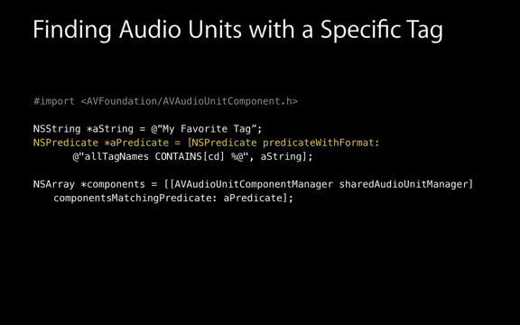To find an audio unit with a specific tag, in this example, I'm going to use the NSPredicate filtering mechanism. Here I'm defining a predicate. It says that the component has to have the all tag names property containing a particular string, in this case, my favorite tag. And this is the identical search string that you just saw in my demo. Once you've defined the predicate, you get an instance of the shared AU manager, and then call components matching predicate, which returns an array.